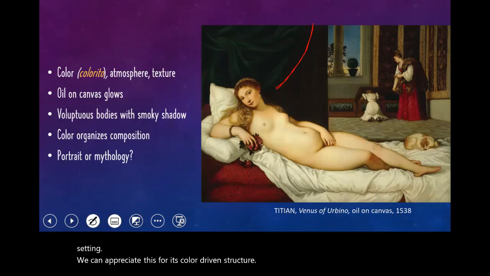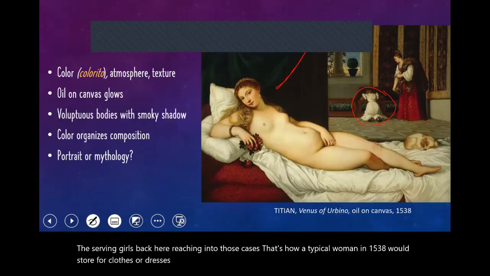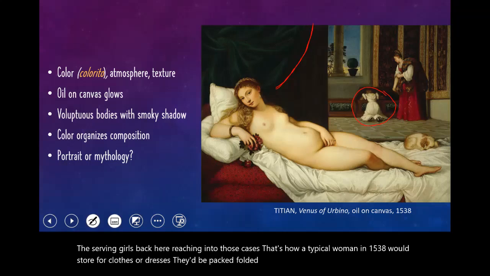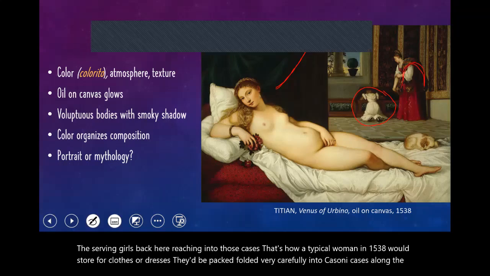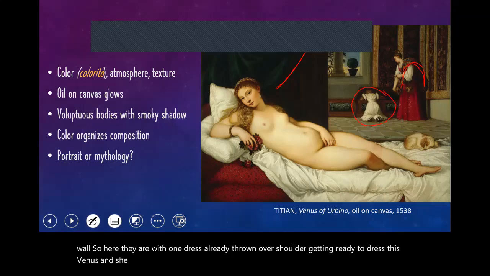The serving girls back here, reaching into those cases, that's how a typical woman in 1538 would store her clothes, her dresses. They'd be packed, folded very carefully into cassone, cases along the wall. So here they are with one dress already thrown over a shoulder, getting ready to dress this Venus. And she is lounging with her flowers and her lovely little dog here.